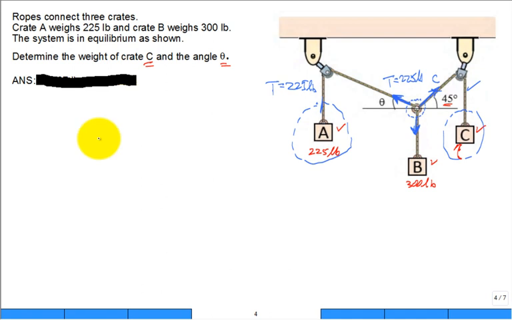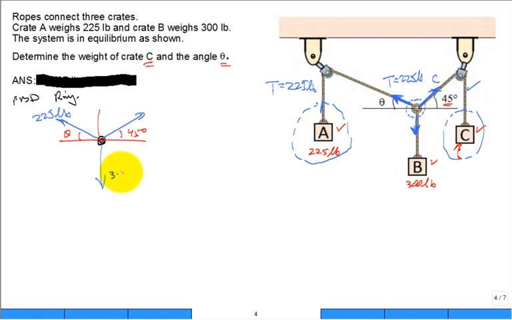So let's draw, kind of isolate it, take it away from our illustration. So we have a force, we have a force, we have a force. We're doing a free body diagram of what? Of that ring. Okay. And then we might as well put in some coordinate system, and then we'll put in, this is 45 degrees, this is unknown theta. Might as well label this one. This one was 225 pounds, and the force going down here is 300 pounds. And this is our unknown C and our unknown theta.